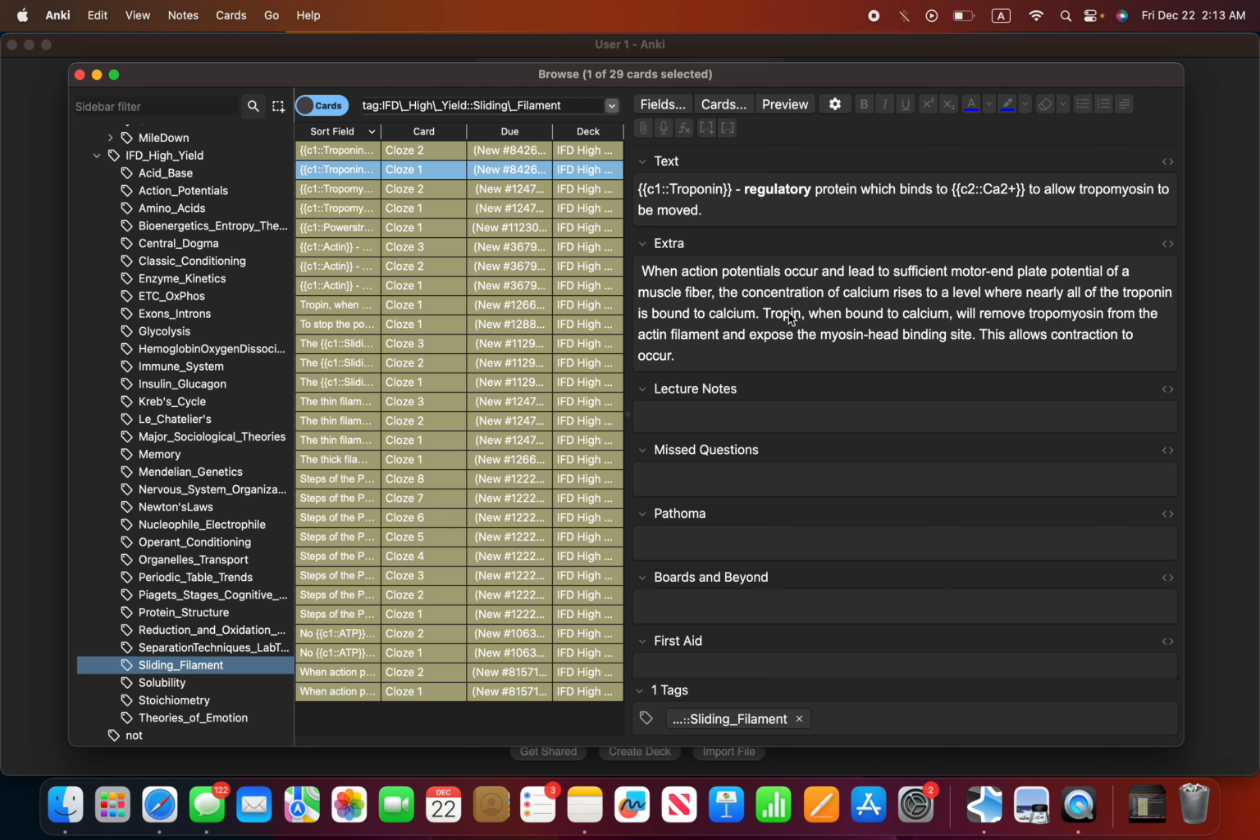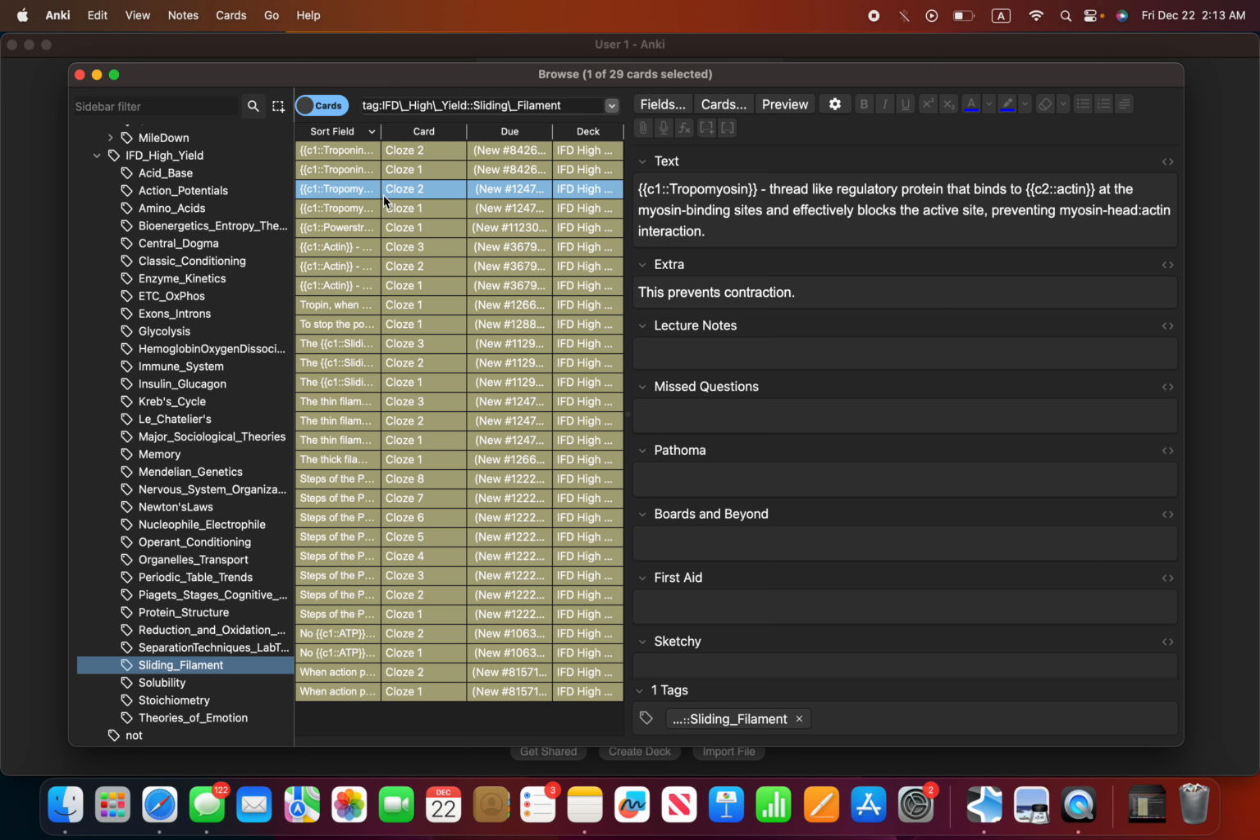So this should be troponin, because when it says it's bound to calcium, it's the same as here. Then we have tropomyosin, which is a thread-like regulatory protein that binds to actin at the myosin binding sites and effectively blocks the active site, preventing myosin head actin interaction.